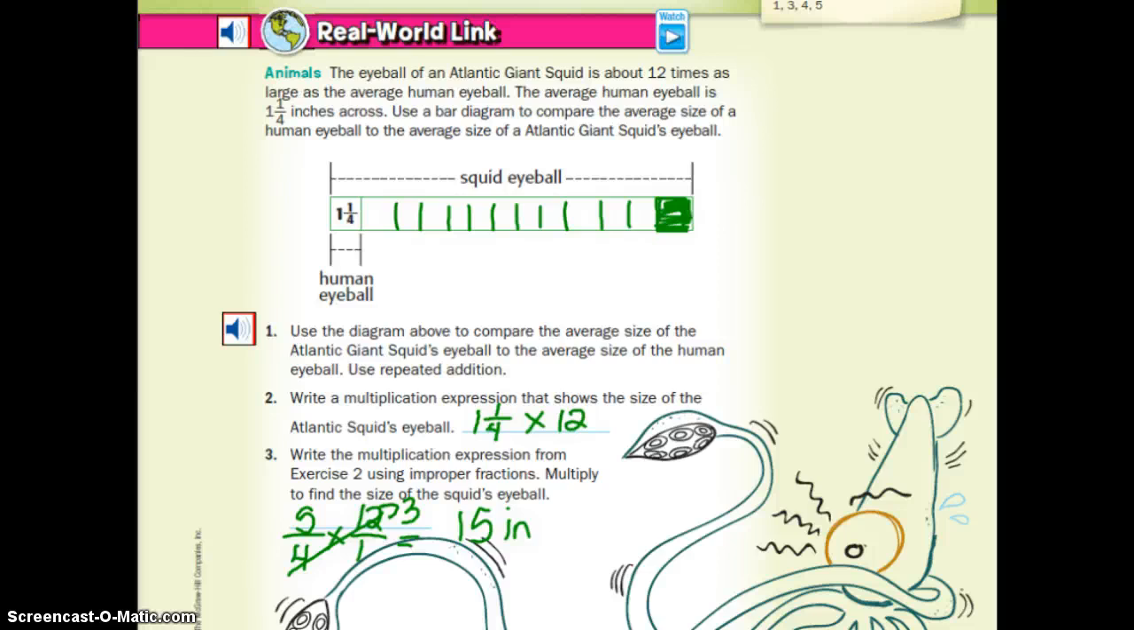That's like a ruler and a third. Boy, that is one big eyeball. That would scare you if you came upon it.